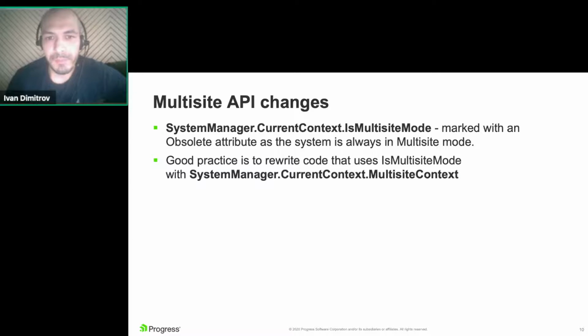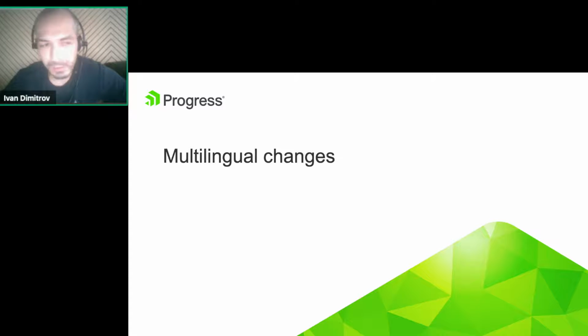Let's go briefly over some API changes. The is-multi-site-mode check is marked obsolete, and now if you have some custom logic, it just needs to be written with the context, and all operations should go through the multi-site context. So if you have some custom logic, just check our documentation and consider some updates. The member is marked obsolete, so it won't introduce anything, but it's good to keep up to date with the latest things.